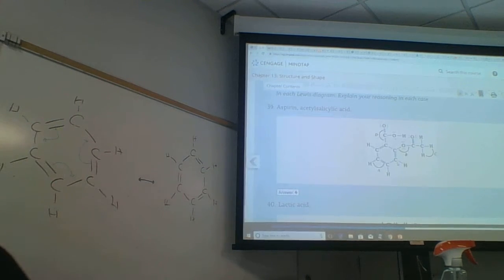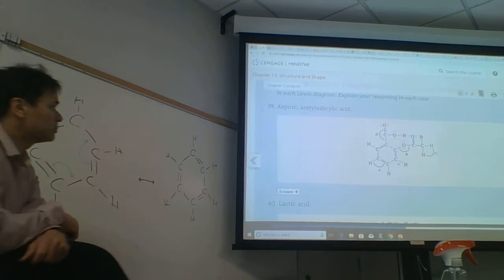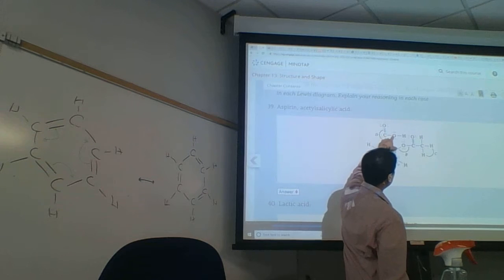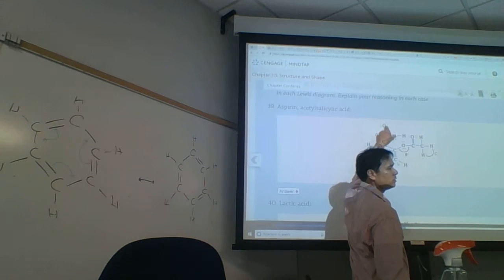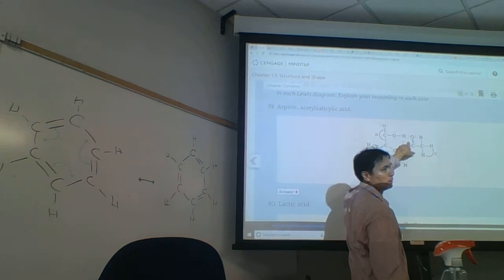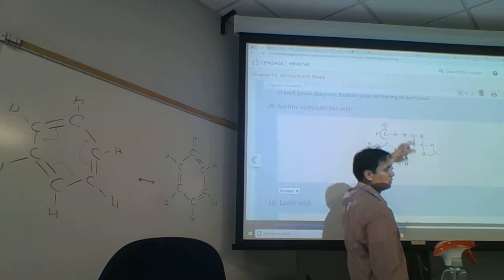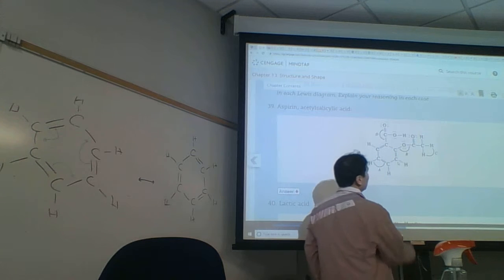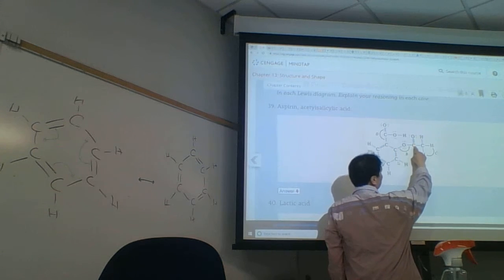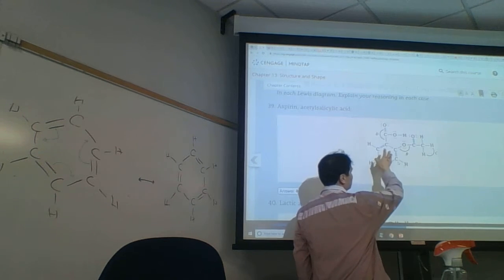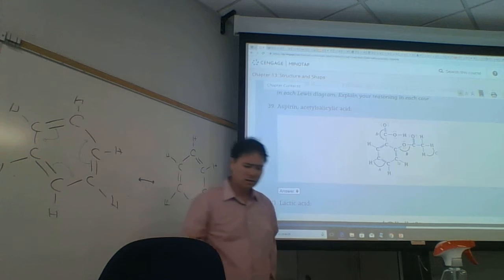This molecule is aspirin. Aspirin is a carboxylic acid. You see, it's got the COOH group. What do we call the COOH group? What's the name for that group? Carboxyl. It's called the carboxyl group. This group here is what we call an ester. It's a COOC group. A COOC group is an ester. And so this is an ester and an acid. The esters we haven't talked about.